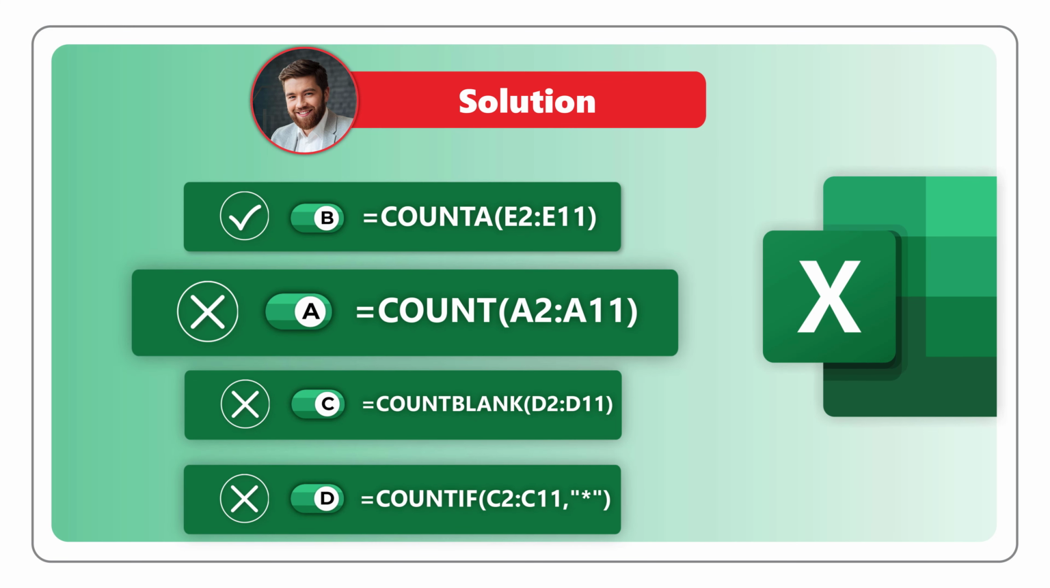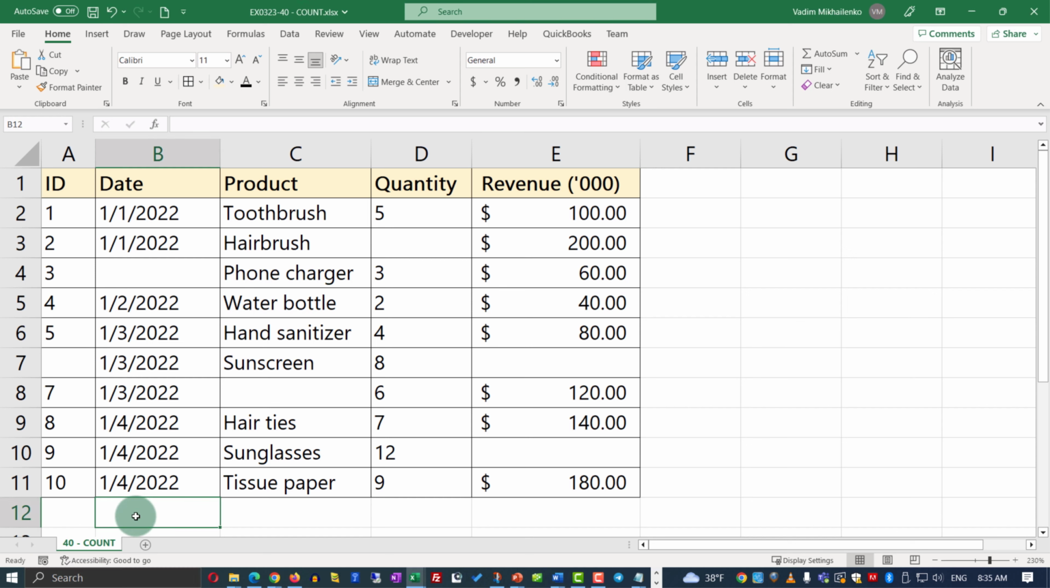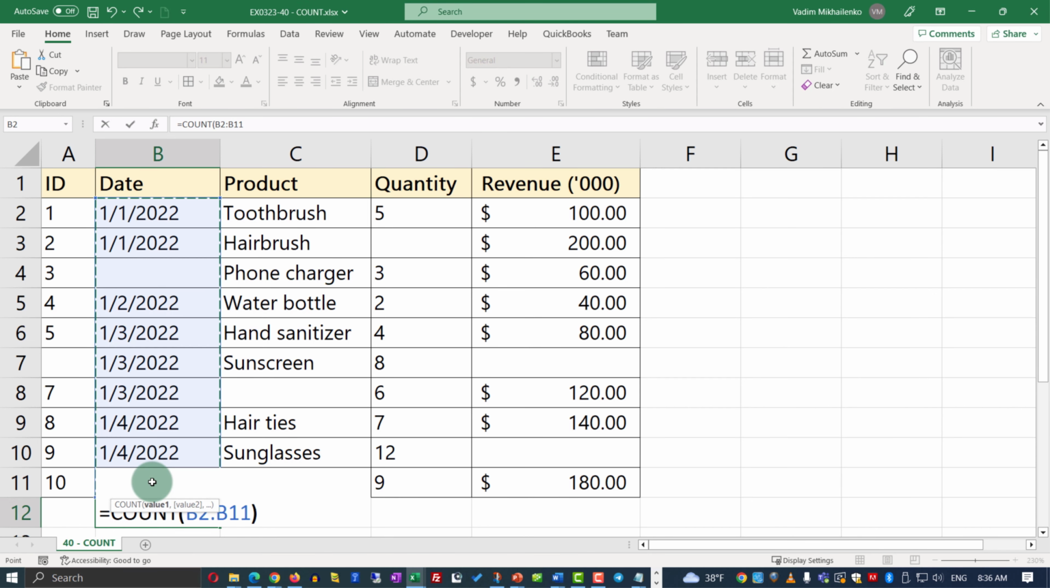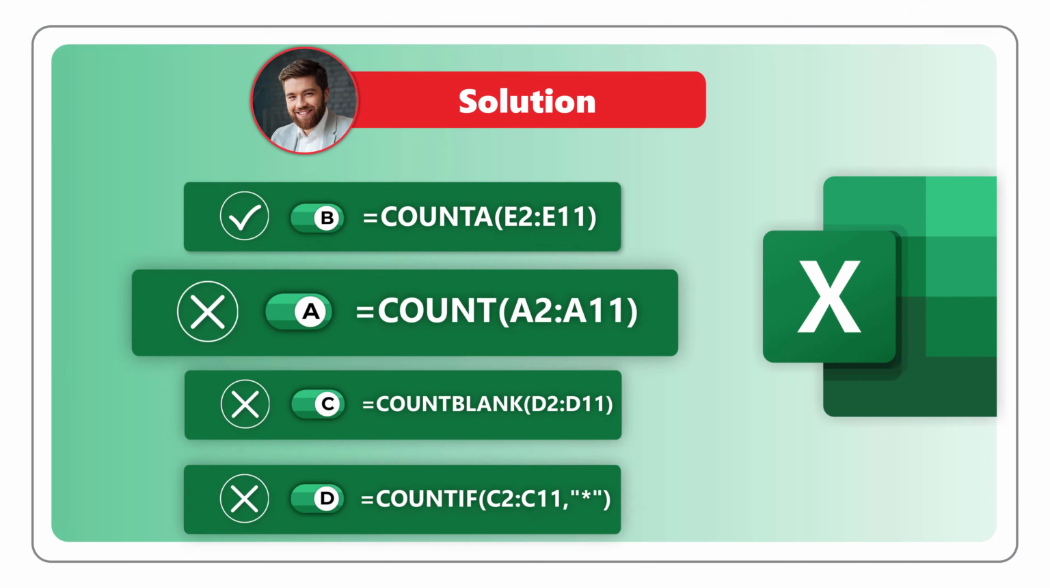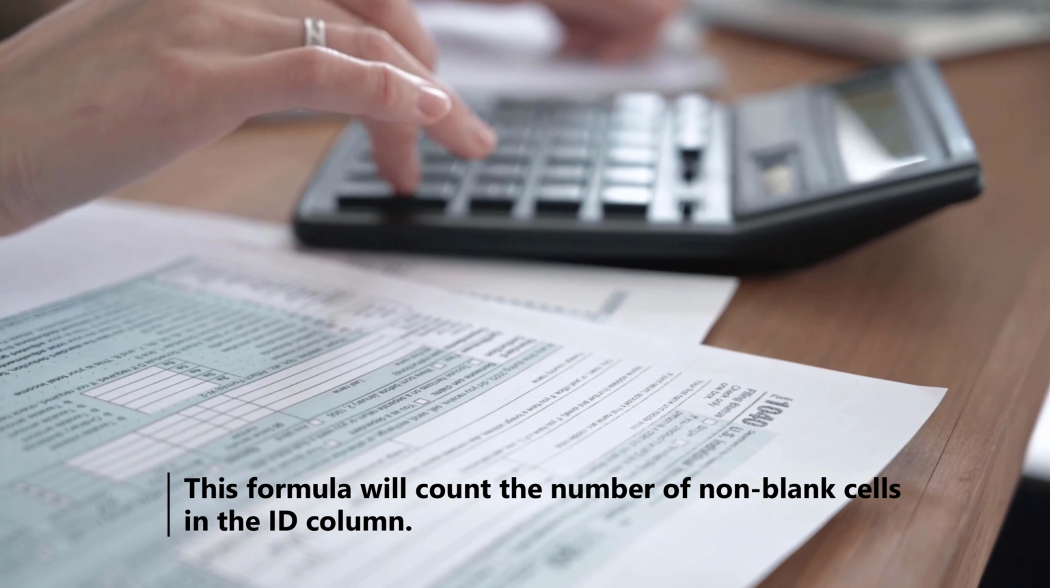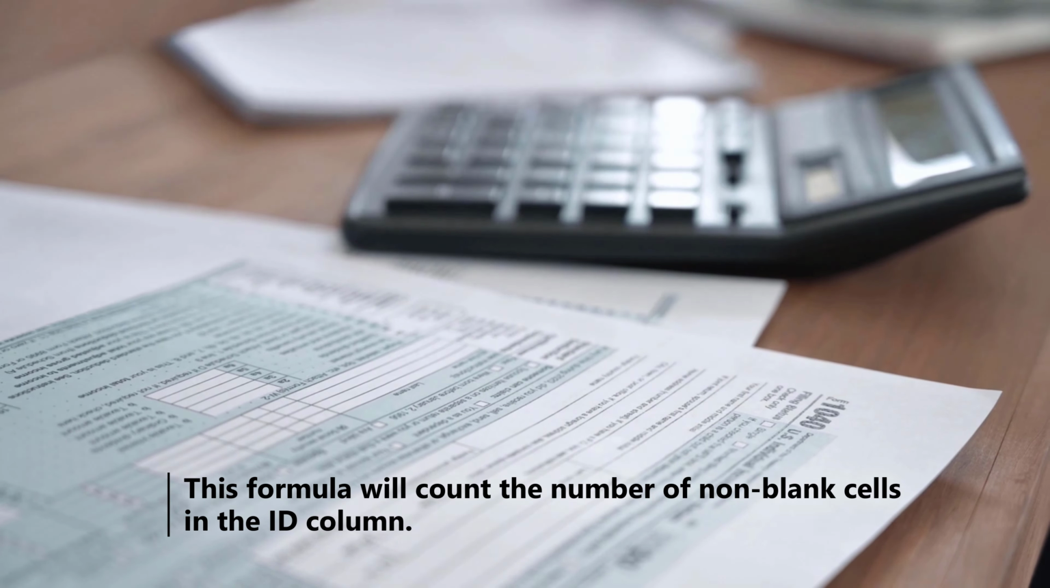Choice A, where the formula used is COUNT, and the range A2 through E11. There are 9 values counted as a result of this formula. And in fact, this formula will count the number of non-blank cells in the ID column.